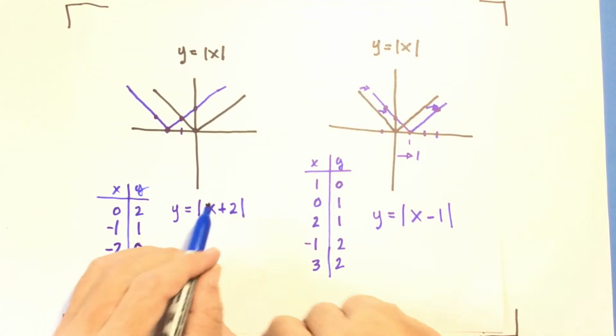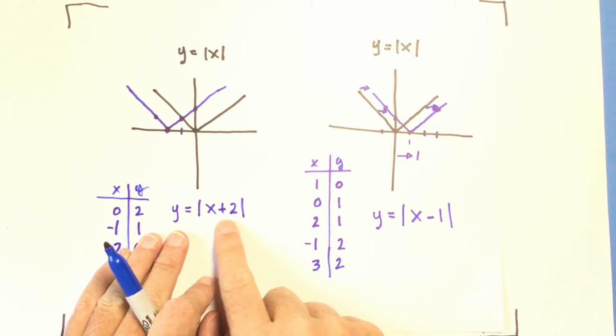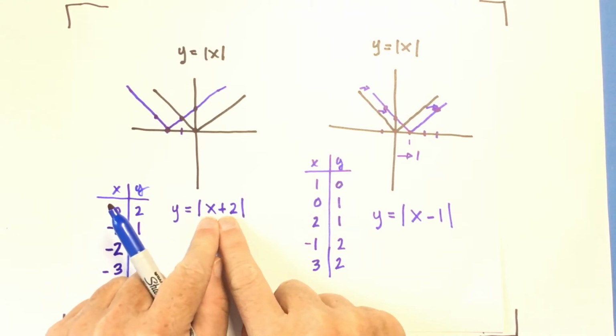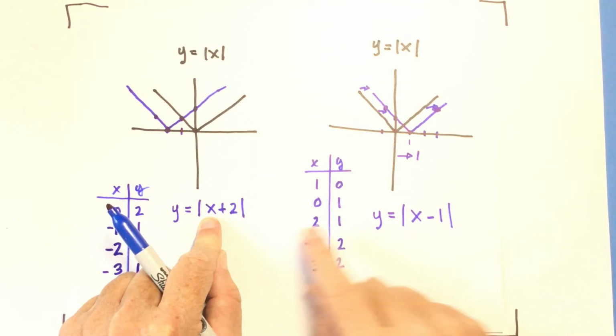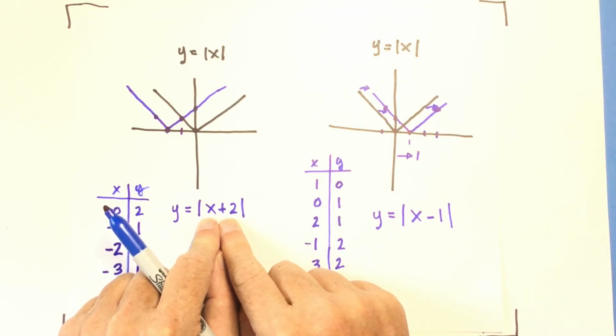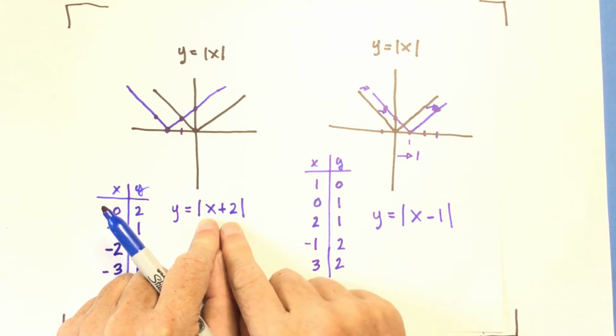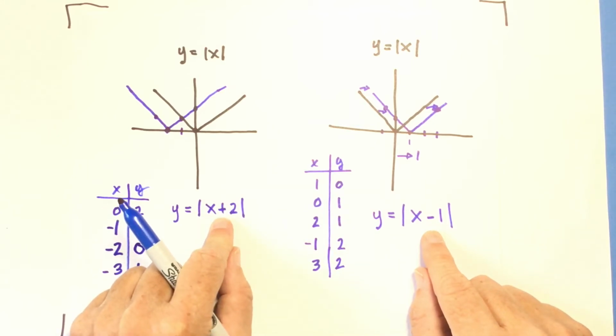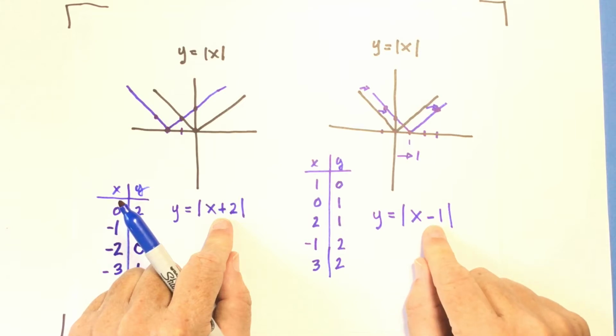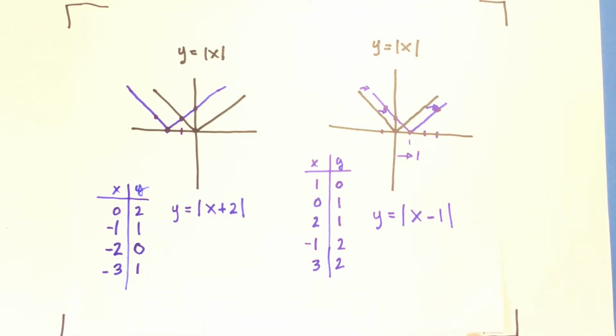So again, my point is that if you add or subtract a number to the x value inside the parentheses, that will cause the graph to move left and right. It moves left if it's a positive value, and right if it's a negative value. So it moves kind of the opposite of what you might think.